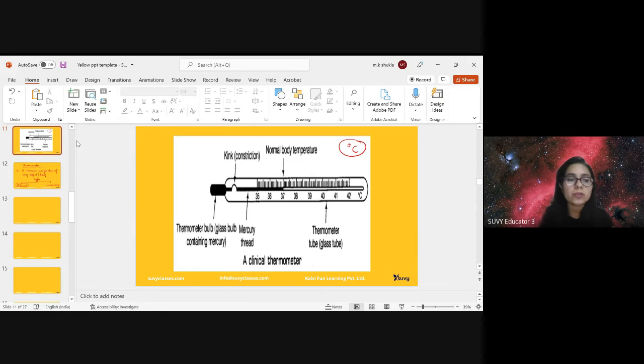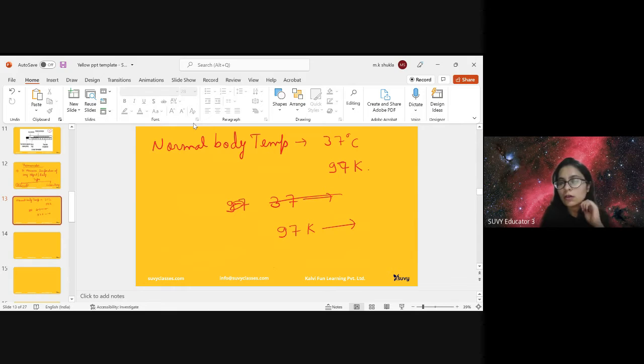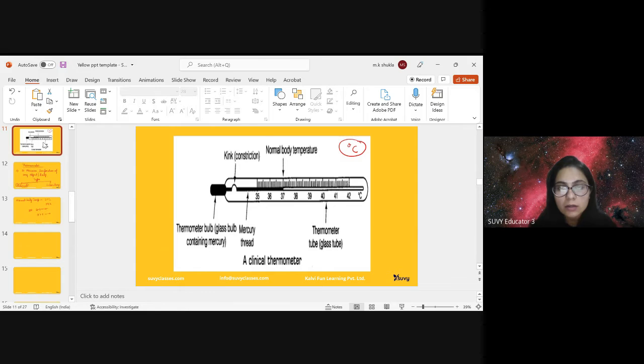Normal body temperature is 37 degrees Celsius, which is 97 degrees Fahrenheit.